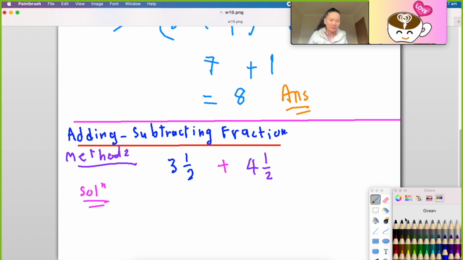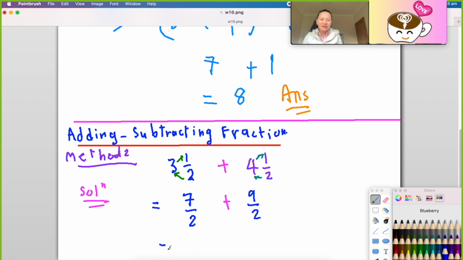Change 3 and 1 over 2: 2 times 3 is 6. 6 plus 1 is 7. So it's equal to 7 over 2. Does it make sense? And then plus 4 times 2 is 8. 8 plus 1 is 9. So it's 9 over 2.